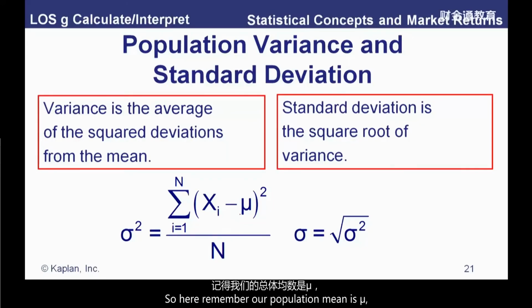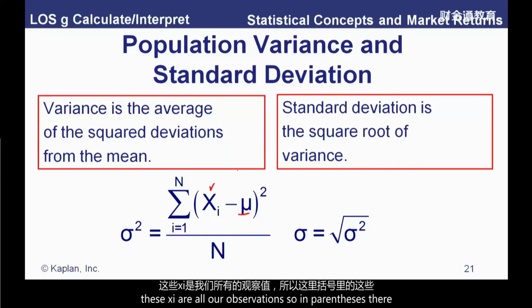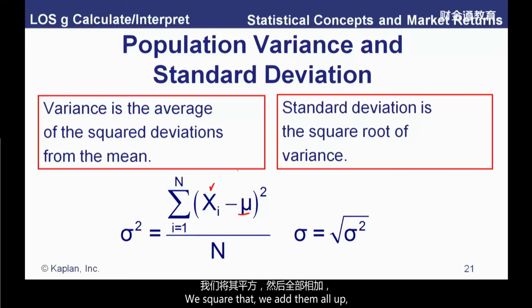So here, remember, our population mean is mu. These xi are all our observations. So in parentheses there, we have how far is each observation from the mean. We square that, we add them all up, and then we divide by n, the number of possible outcomes in the population. And so that's the population variance. We refer to that with the Greek letter sigma, but we square it, sigma squared.